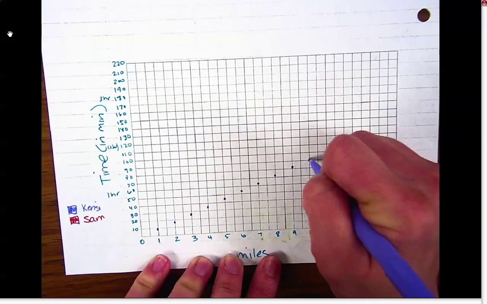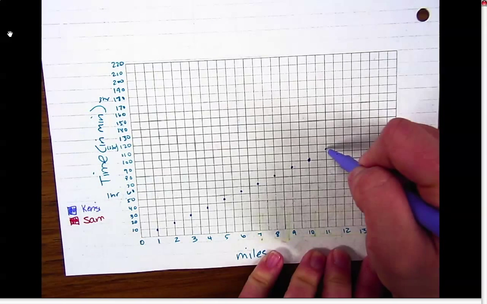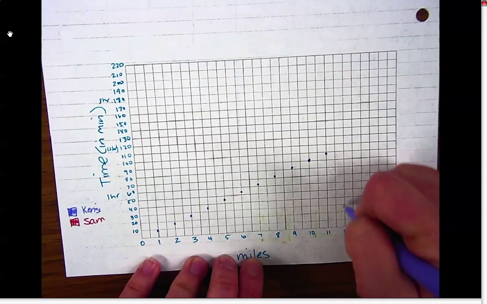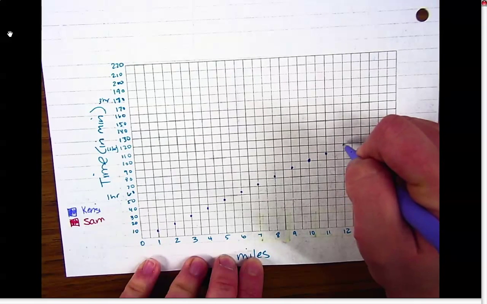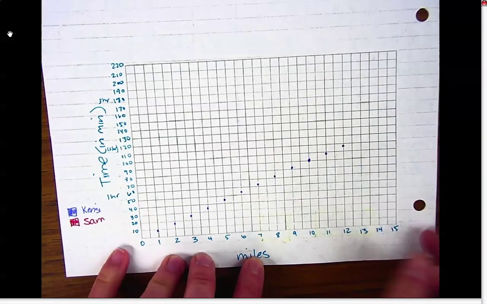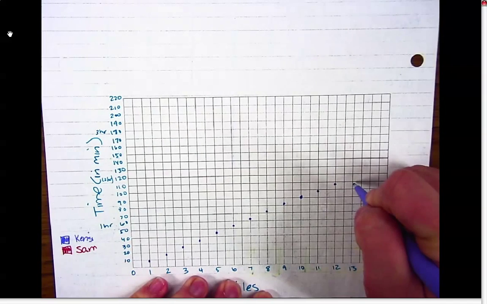That one's at least finally at a nice point. 11 miles is 99 minutes. Where's 99? Oh, there it is. 11 miles to 99. Let's see, 12 miles I believe was 108, if I remember correctly. That's just below the 110. So it's 12, 13 miles. I don't remember what that was. 13 miles is 117 minutes. 117 is kind of here.